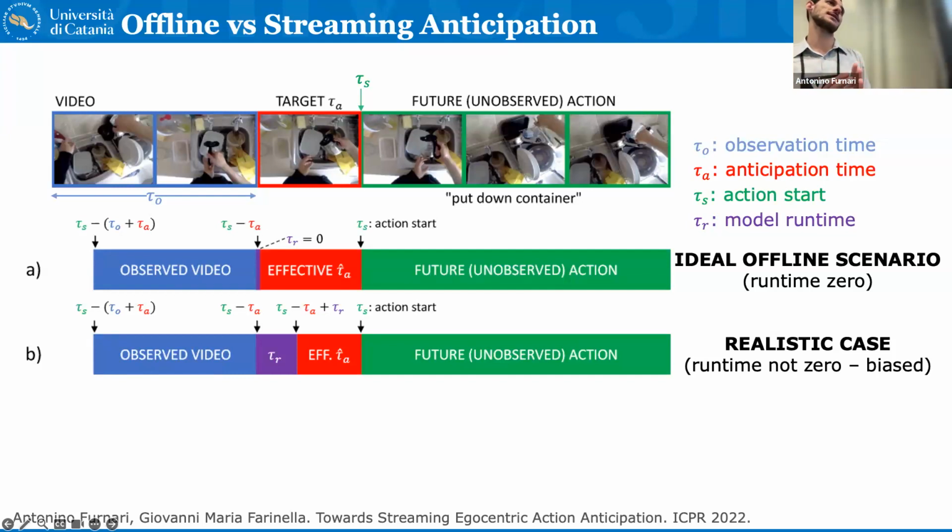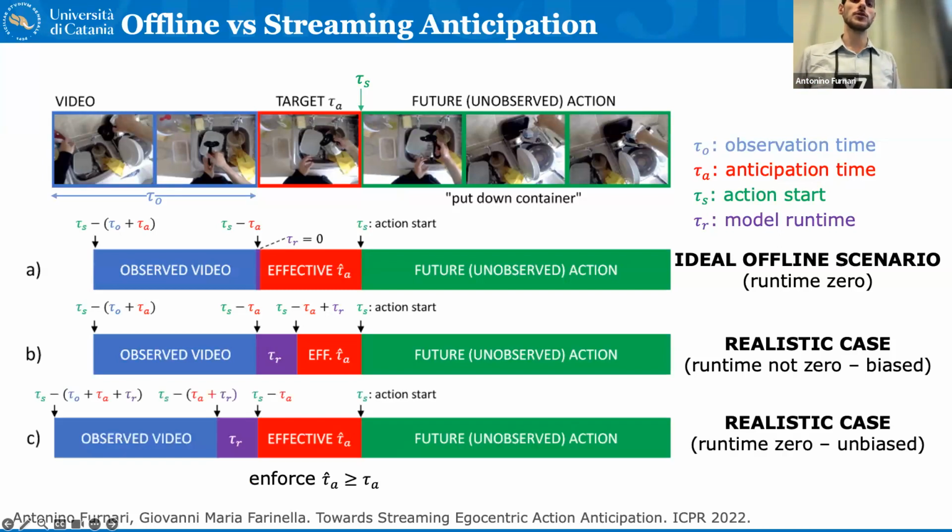And the big problem with that is that if you evaluate models that have different runtimes, they are actually evaluated on different effective anticipation times. So they are useful in different ways. You can have a very big model, but if it takes 2 seconds, it's not an anticipation task anymore. It's a recognition task, because you are getting your prediction when the action is actually ongoing. So how do you fix that? One easy way to benchmark diverse models with different runtimes, which is a bit more fair, is to shift the observed video by the runtime.